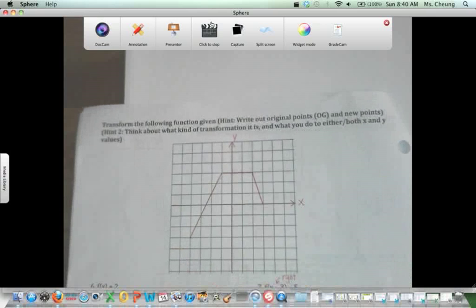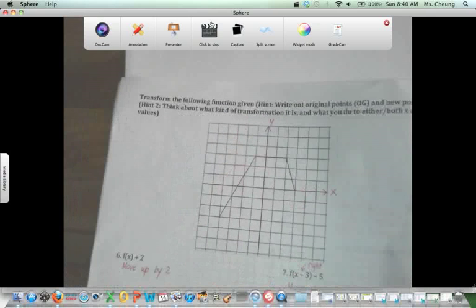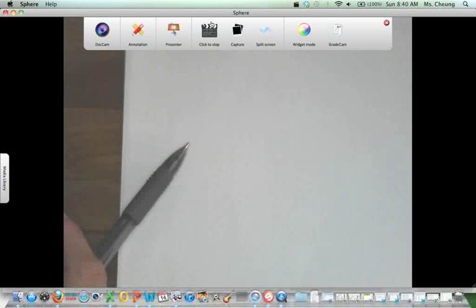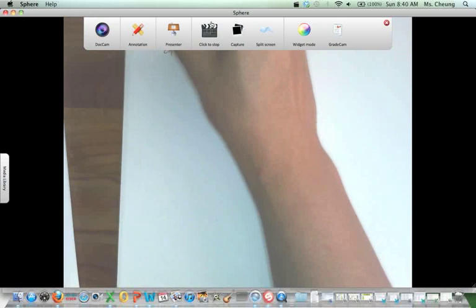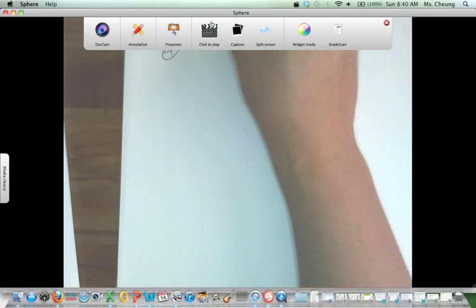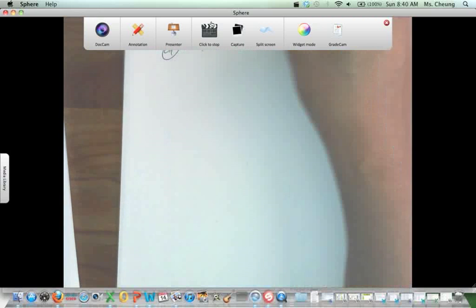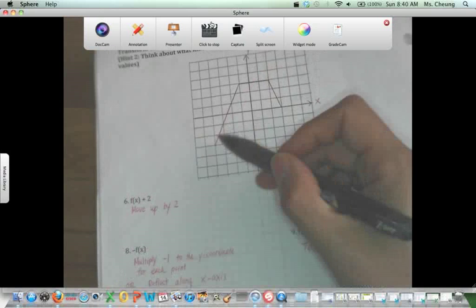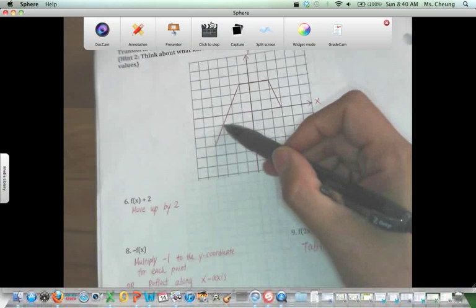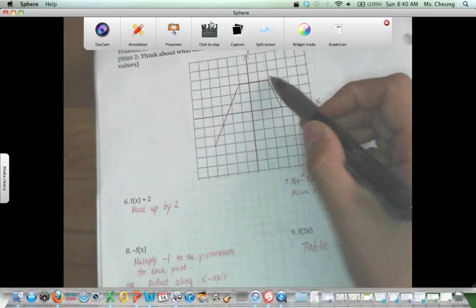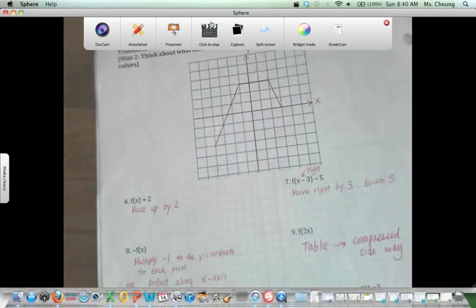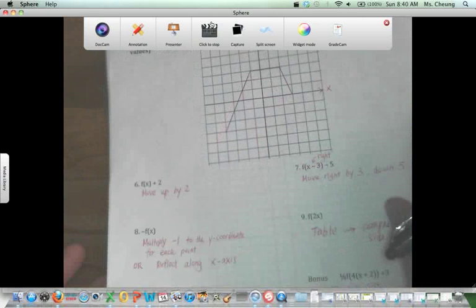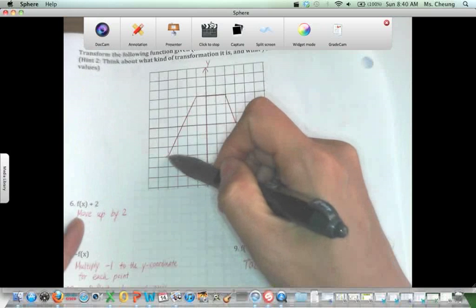So what we are going to do now is use a table. If I want to use a table, I'll write down f of 2x. The first thing you have to do is look at all your original points. I'm going to find the coordinate of each point, and then write down the original points. The first point will be -4, -3.